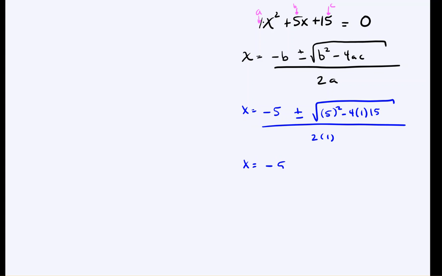We'll simplify this term by term. That's 25 minus 60. And here we start to see issues, because whatever 25 minus 60 is, do we agree that's negative? And you can't square root a negative number. That takes you out of the real solutions.